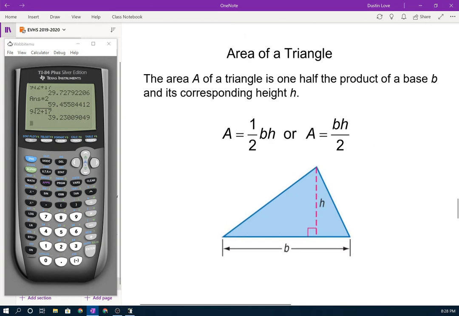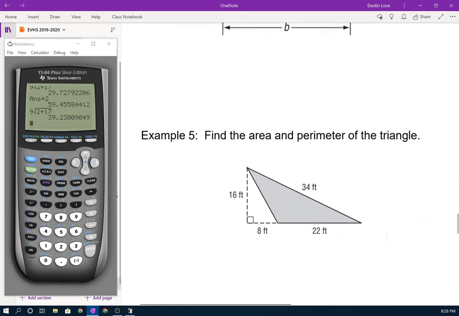Now the good news is that the area of a triangle is just the base times the height divided by 2, or 1/2 base times height. So it's literally find the base, find the height, multiply them, divide by 2. Very easy formula to use here.